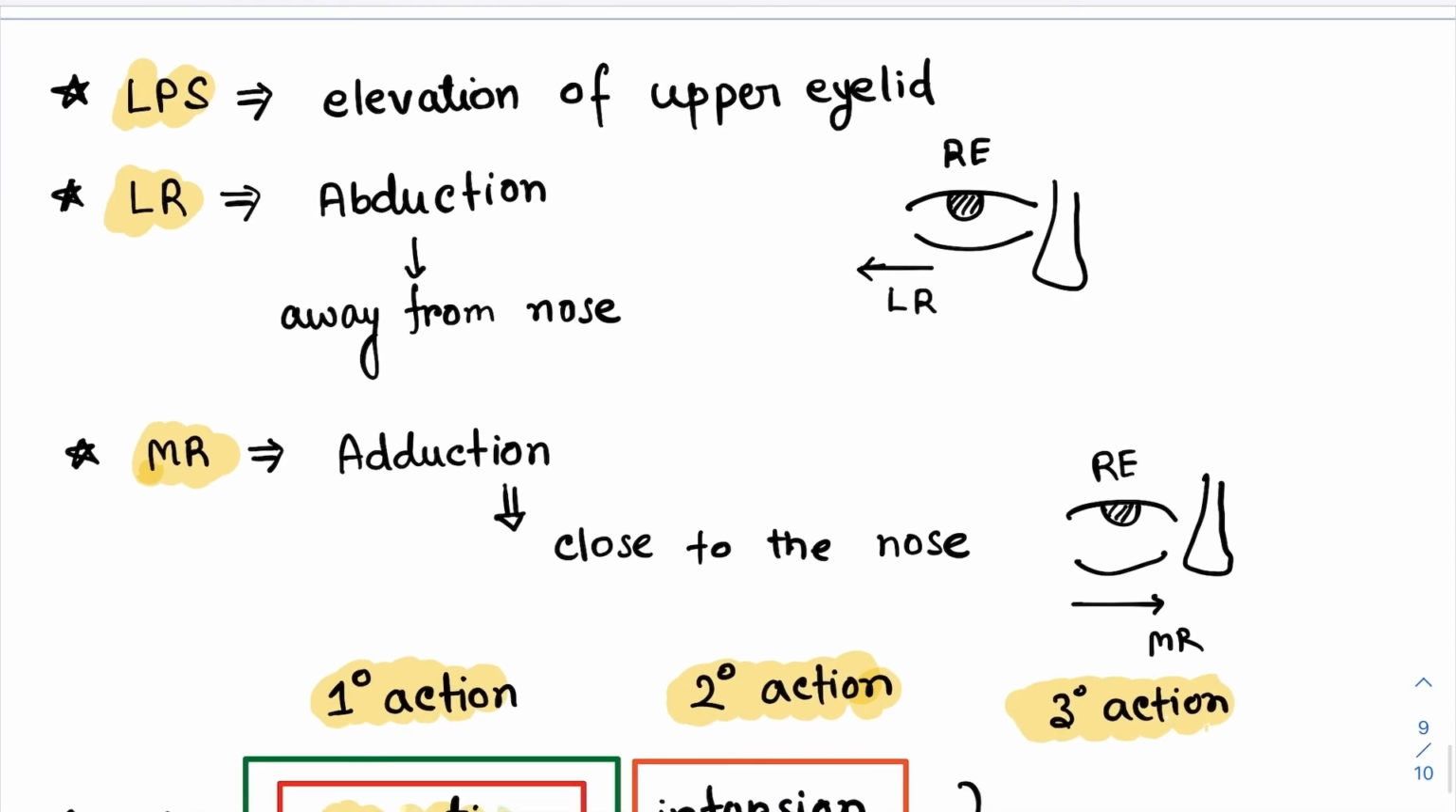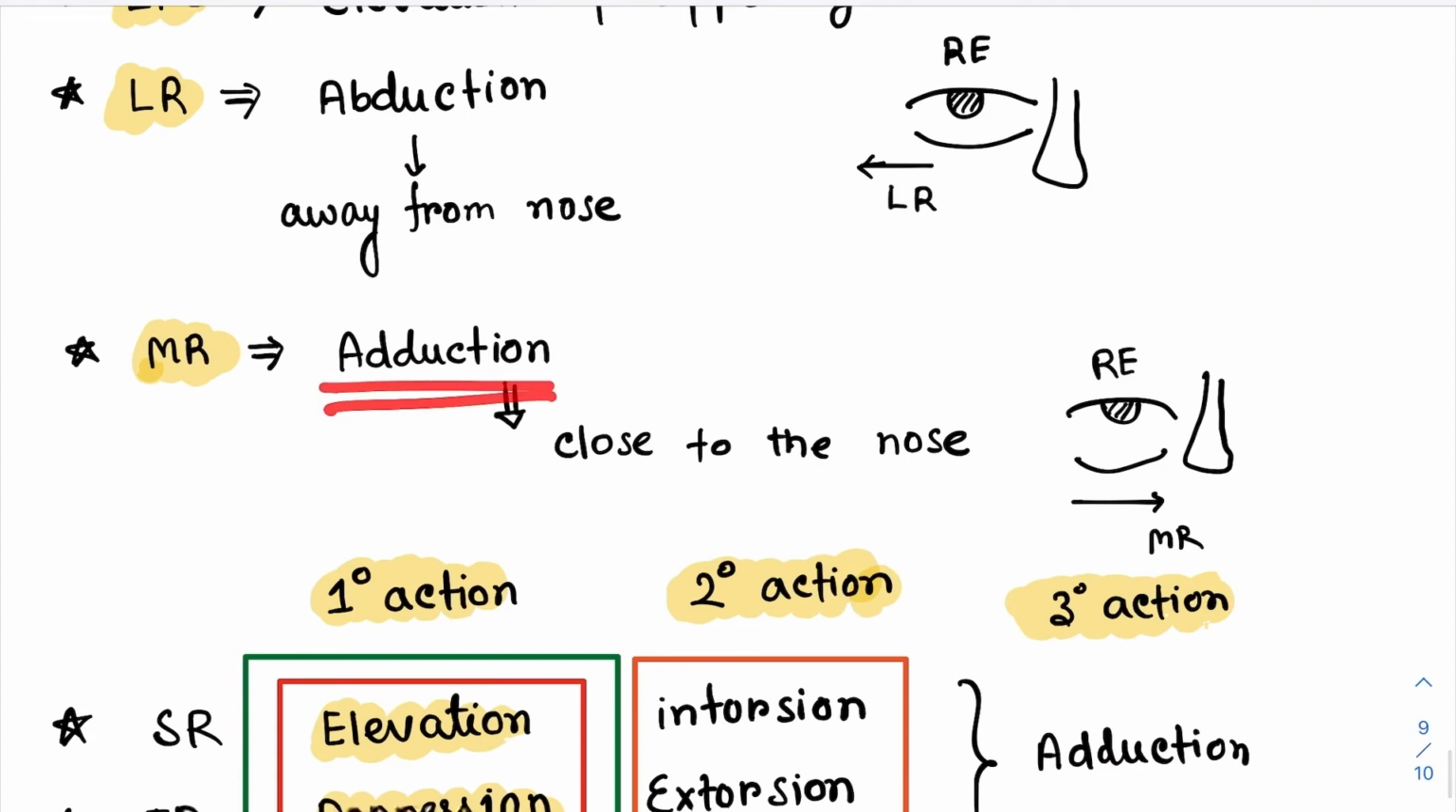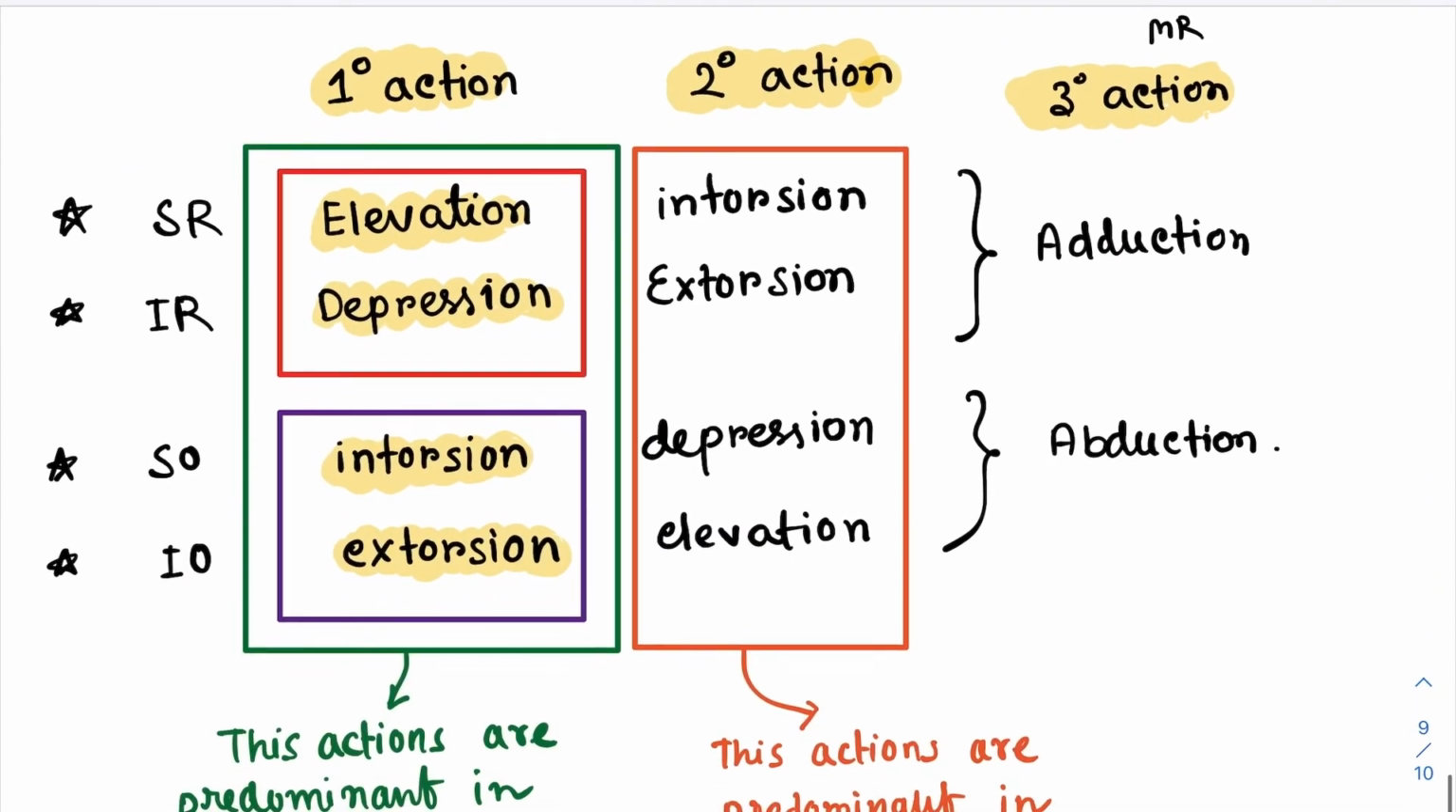Now the action of the muscles. Levator palpebrae, elevator. Levator means elevator, so it is the elevation of the upper eyelid. Lateral rectus, from the discussion, abduction. That is away from the nose. Medial rectus, adduction. That is towards the nose. So now comes the primary action, secondary action and tertiary action of the rectus and oblique muscles.